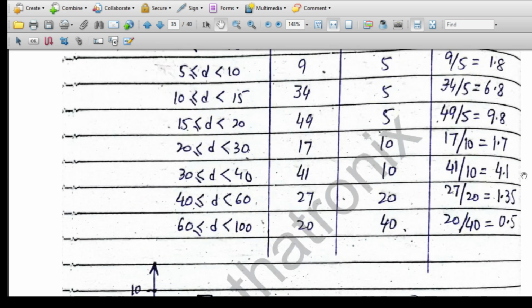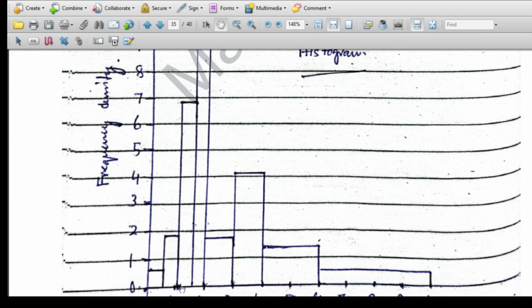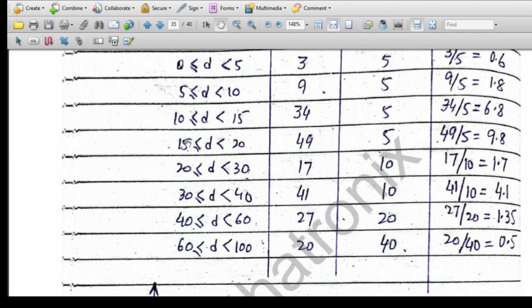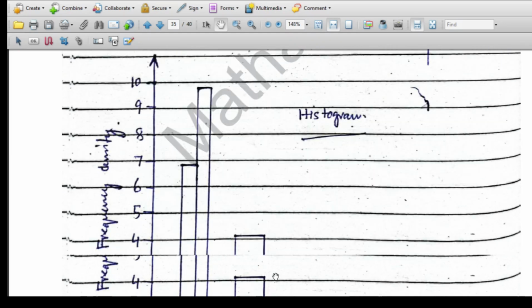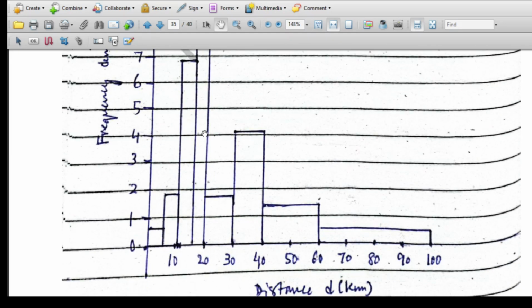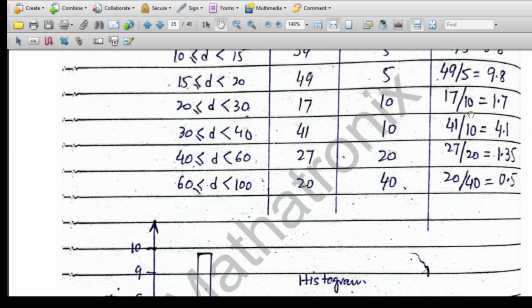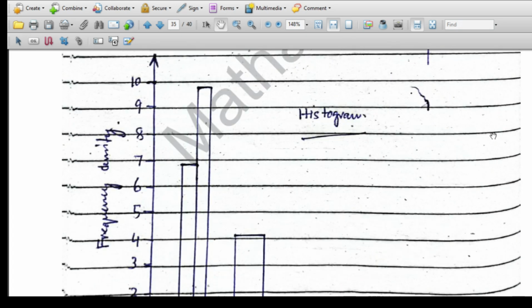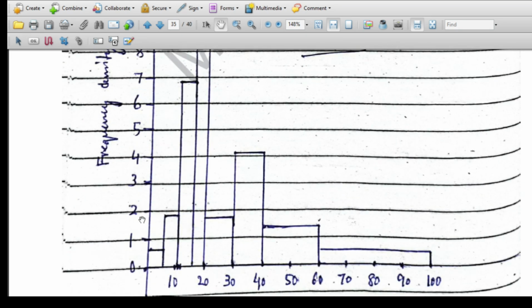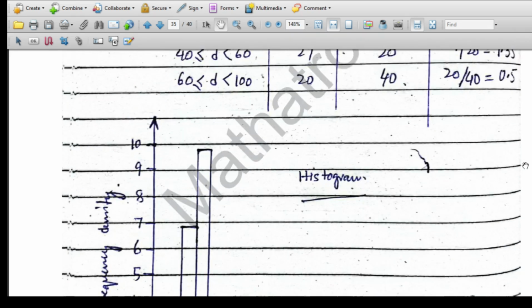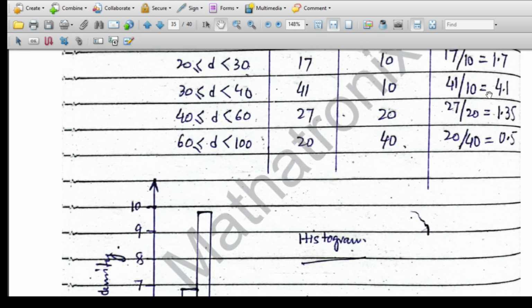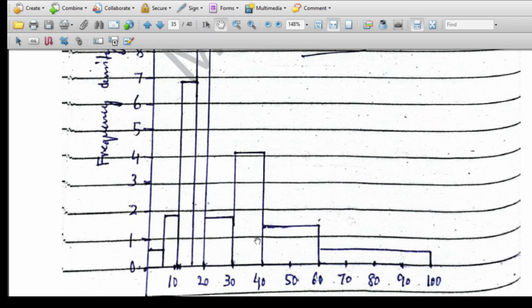In the next section, 10 to 15, we have 6.8, and in 15 to 20 we have 9.8. In 20 to 30 we have 1.7. In 30 to 40 we have 4.1.